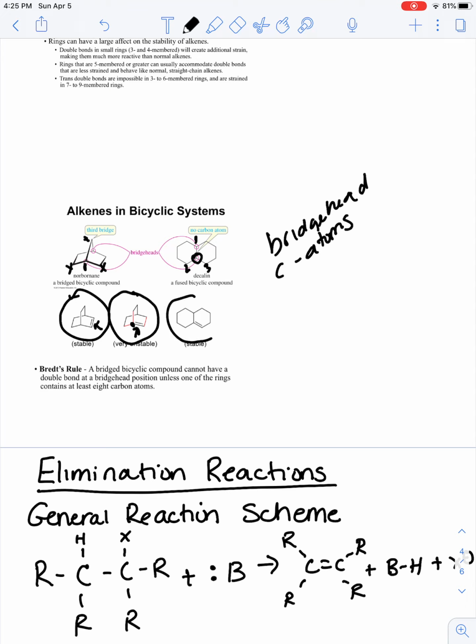When we look at this molecule right here, we're putting the double bond again on a bridgehead carbon, but the difference here is we have more than an 8 carbon system. So this would actually be a stable molecule.